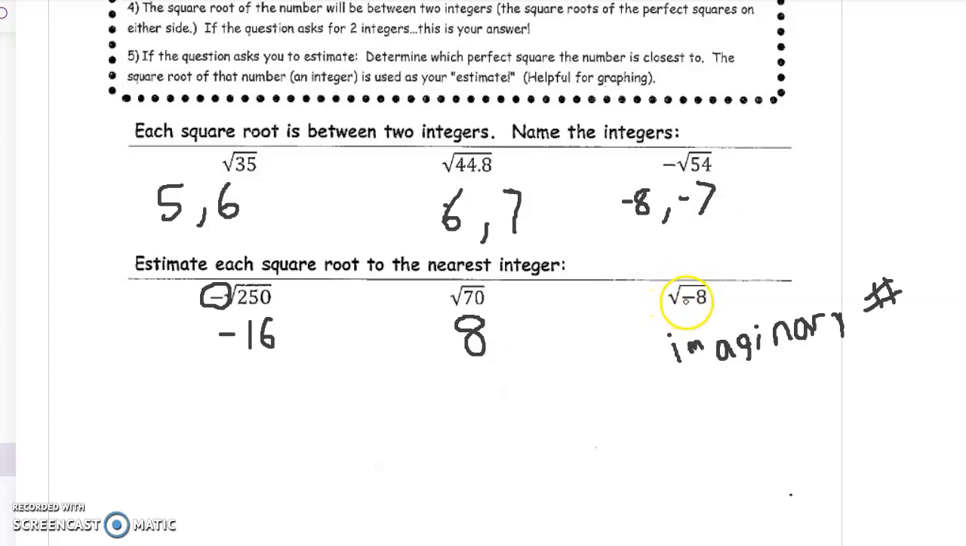And for this last one, the square root of negative 8. Remember from last lesson, you cannot take the square root of a negative number, because that would be saying that there is a negative number times a negative number that would equal a negative number. And we know that is not correct. So this will be an imaginary number because it does not exist.